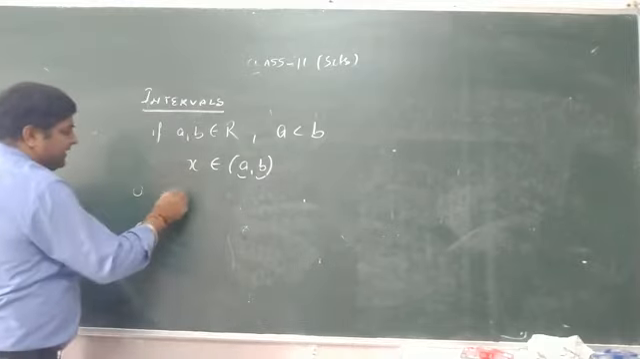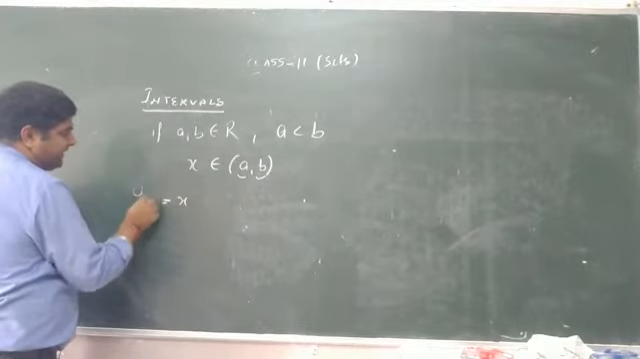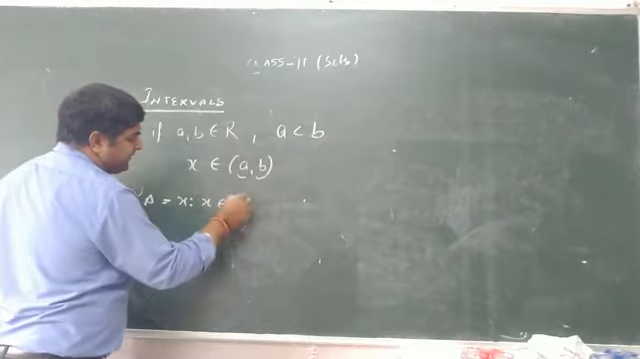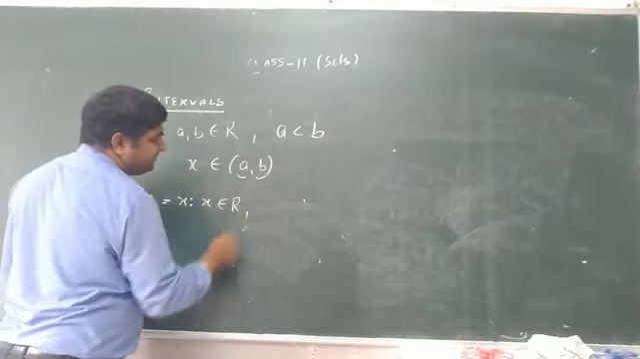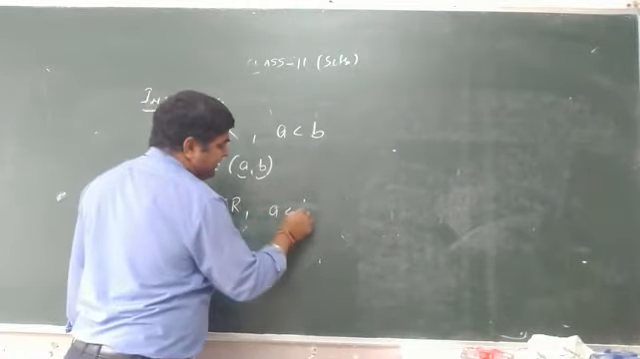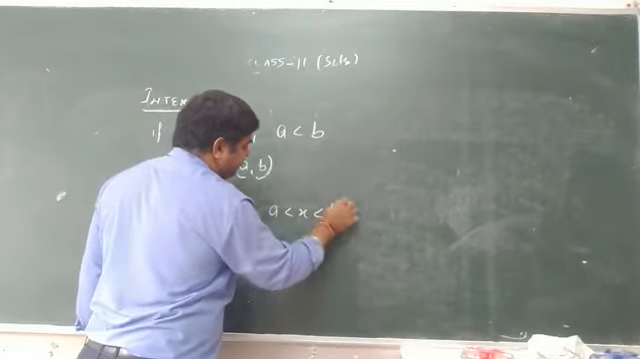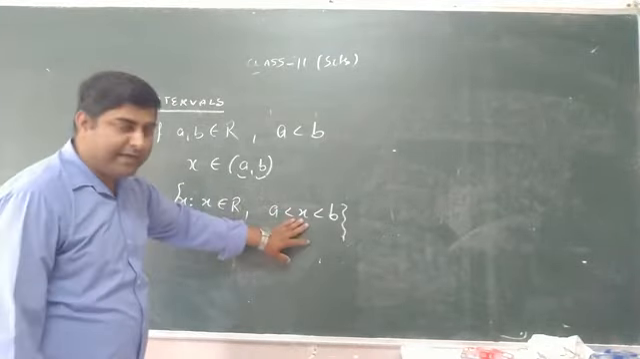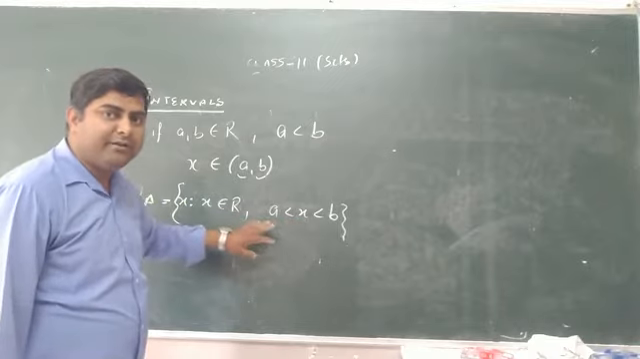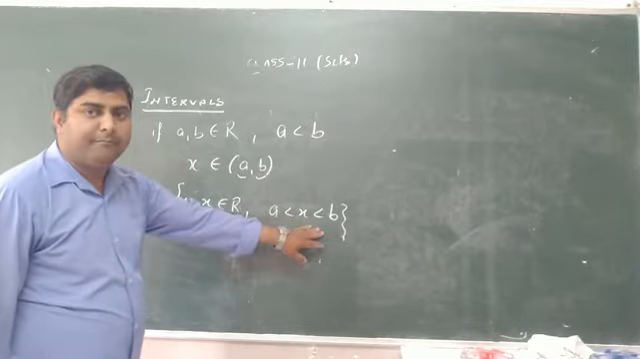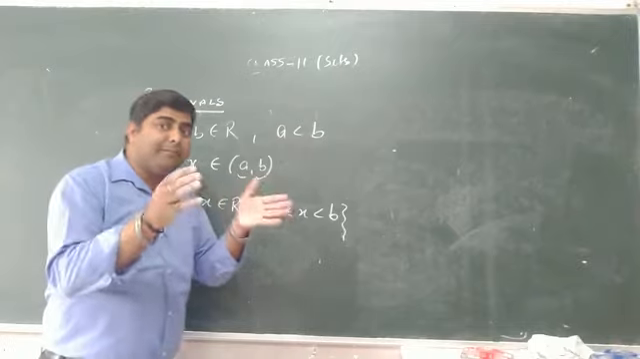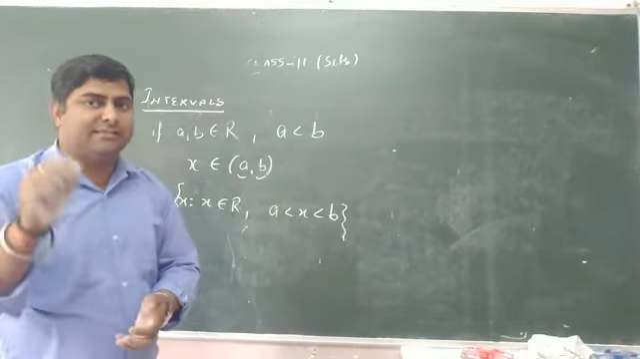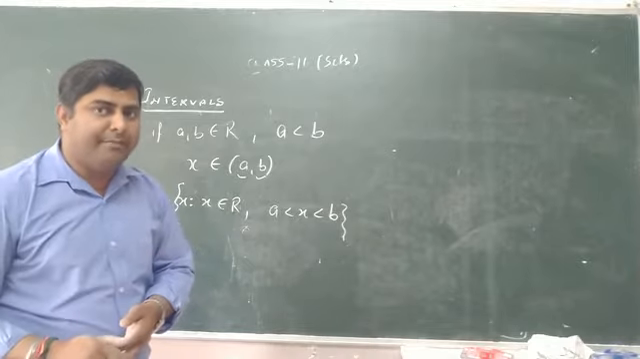It means set A is {X such that X belongs to real numbers and A < X < B}. This indicates that the value of X lies between A and B. It lies in between, meaning X is not equal to A and X is not equal to B.